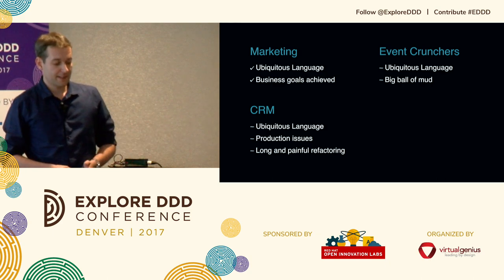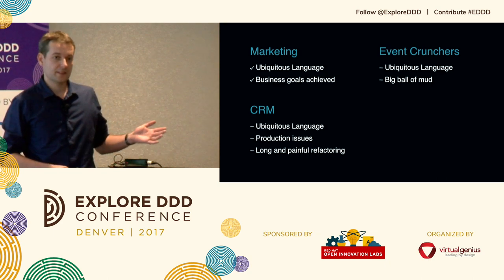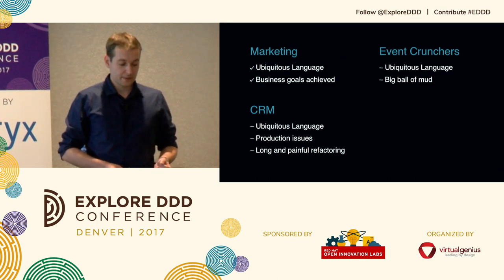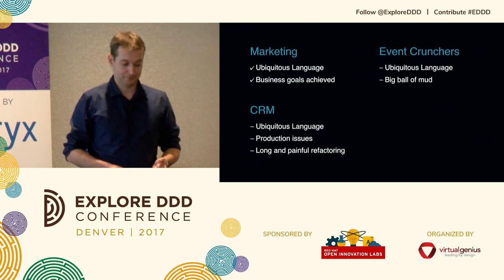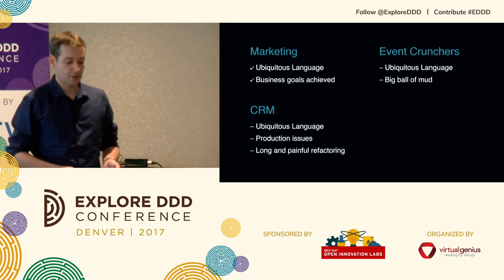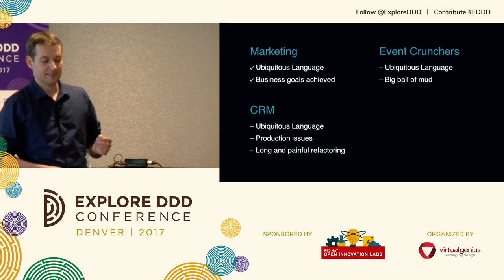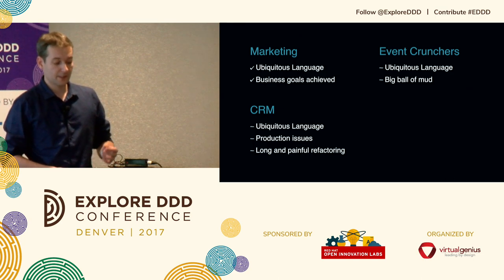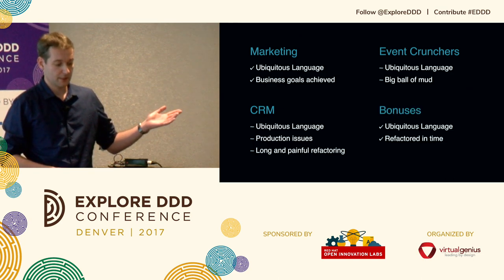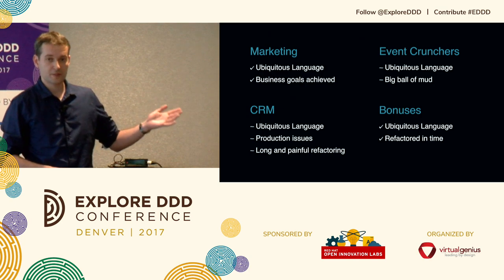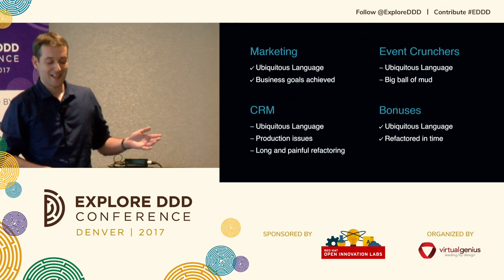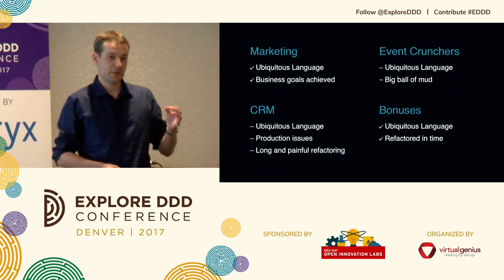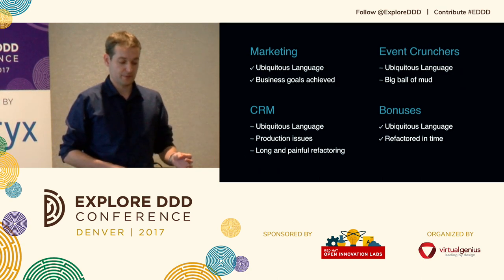The event crunchers. This project started as a simple supporting subdomain, so we didn't invest in ubiquitous language. When the complexity started growing, we regretted this decision big time. Even though we had to redesign the project, it would have taken us much less time had we initially started with the ubiquitous language, like we did in the bonuses project. The business logic became orders of magnitude more complex, but the ubiquitous language allowed us to notice the need for a change in the implementation strategy much earlier.